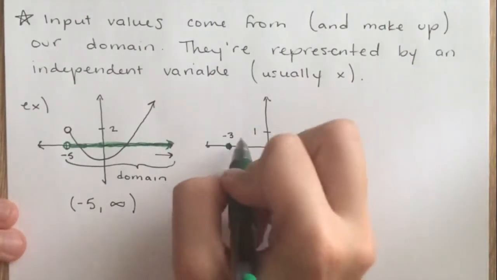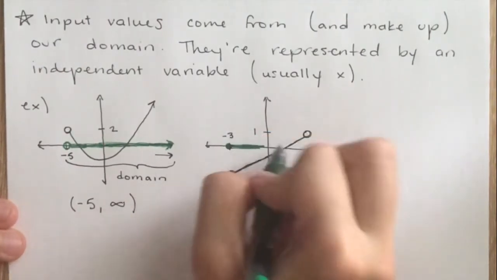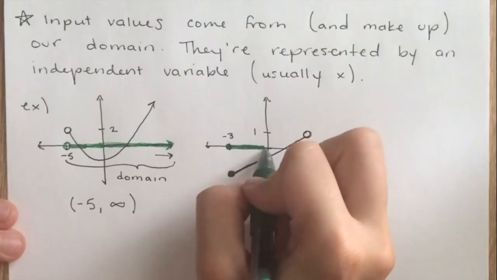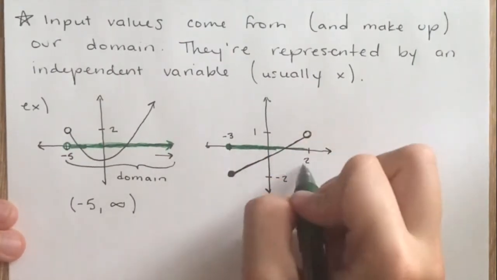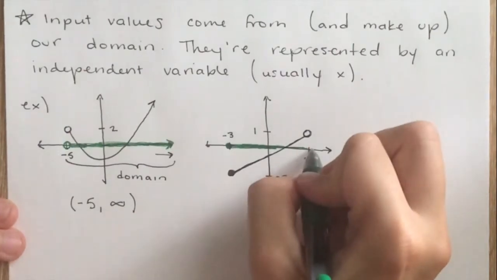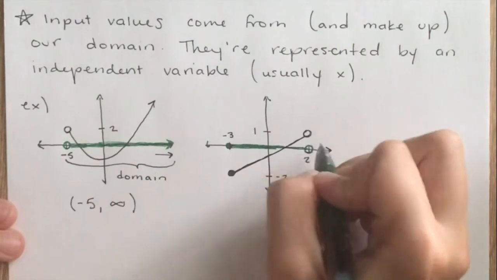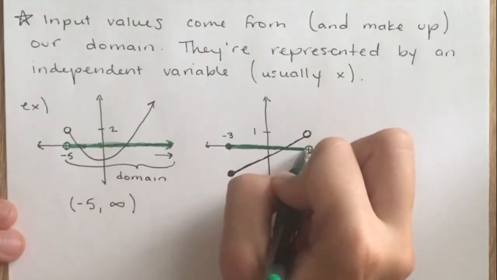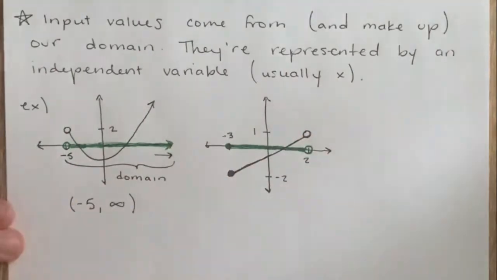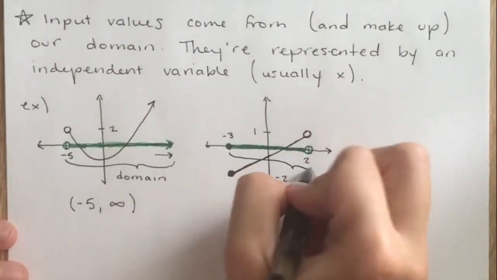Then everything to the right also has an output value associated with it all the way until we get to 2. When we get to 2, we have this open point, so there's no output here, so we have to leave that one open. But everything up until 2 is included. All of this is our domain.